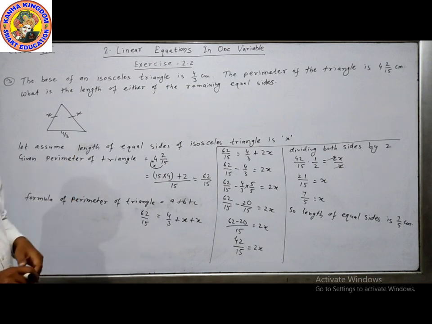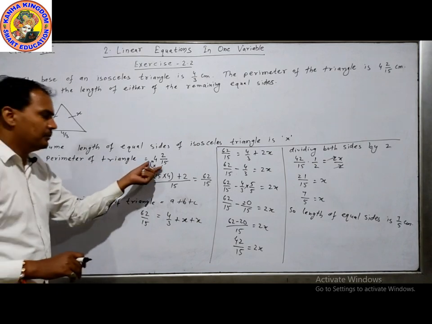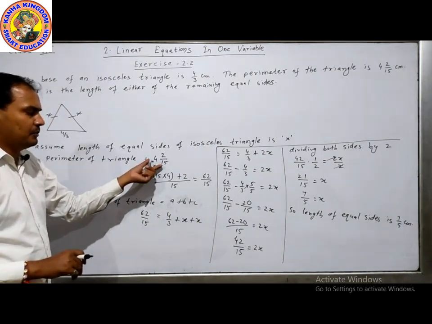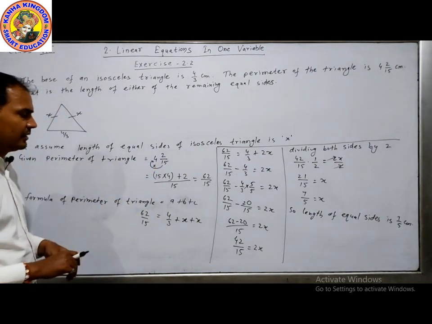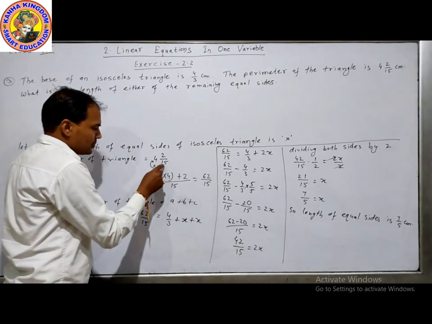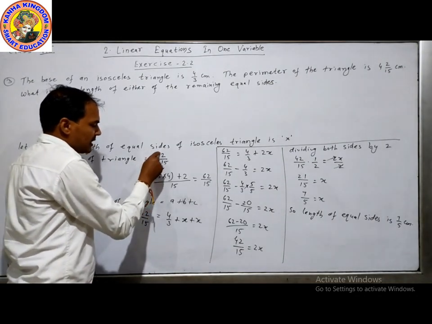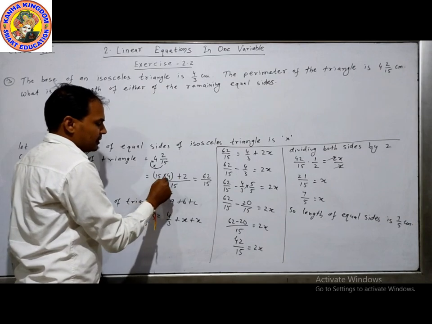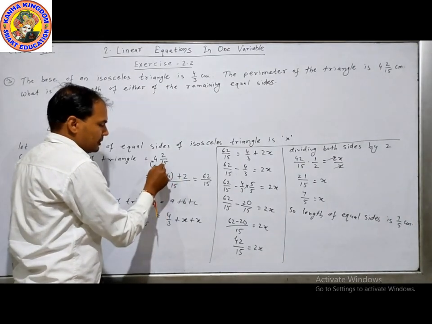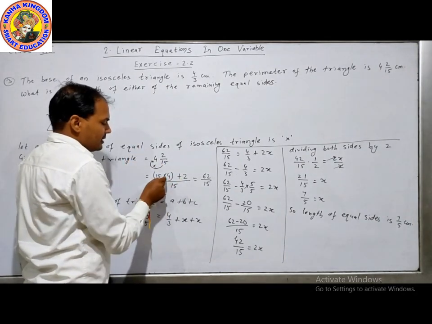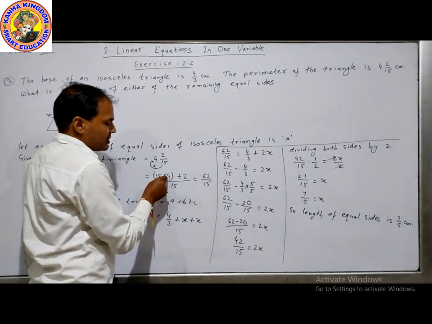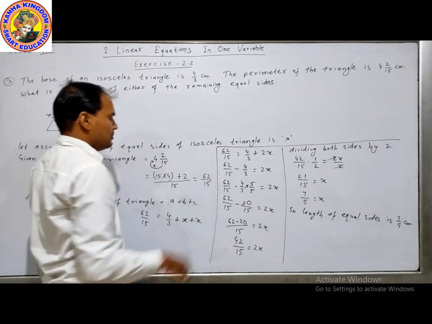The perimeter is 4, 2 by 15. This is a mixed number. Mixed fraction number we have to convert into a fraction. So 15 into 4 plus 2. Denominator is 15. 15 into 4 is 60, plus 2, 62 by 15.